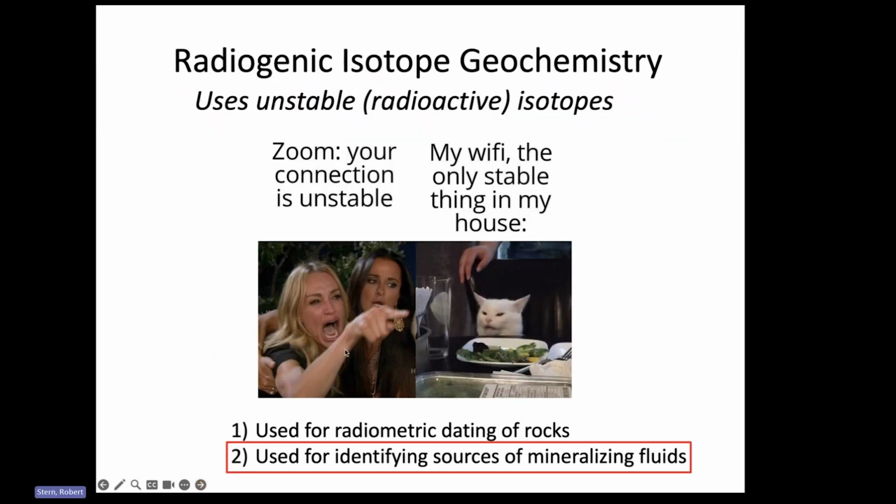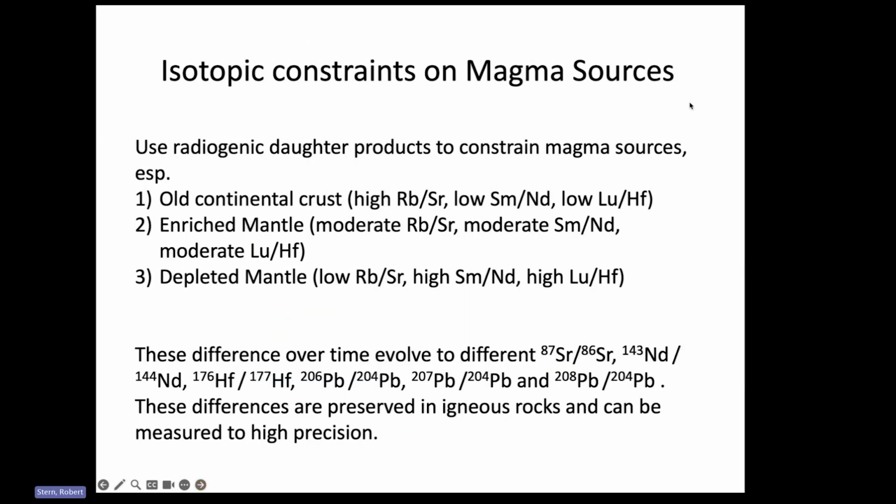All right, so let's just finish up with looking at the sources of mineralizing fluids, not looking at the age of the deposit or the rocks, but let's look at where the mineralizing fluids are coming from. So we can use radiogenic daughter products to constrain magma sources.